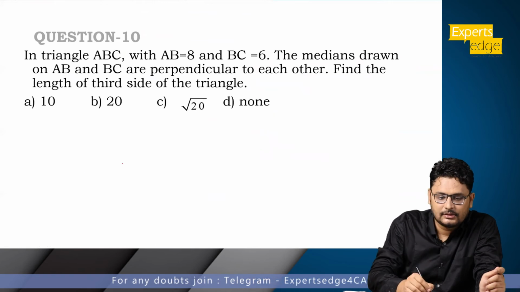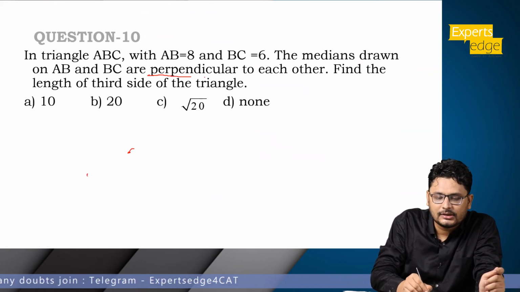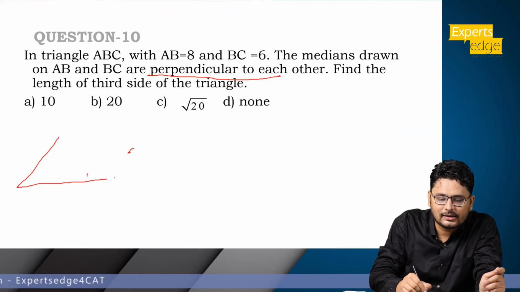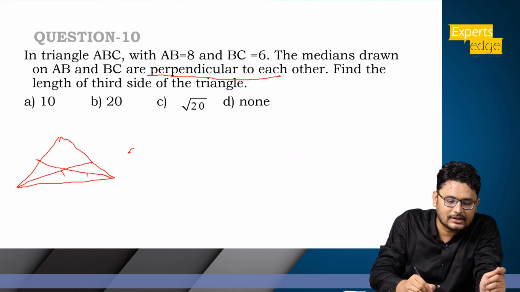In this question, the medians are perpendicular to each other, right? We had seen this before: it is not a right angle triangle, it's a normal triangle, but the medians intersect at 90 degrees. So if these are the two medians, this angle should be 90 degrees.